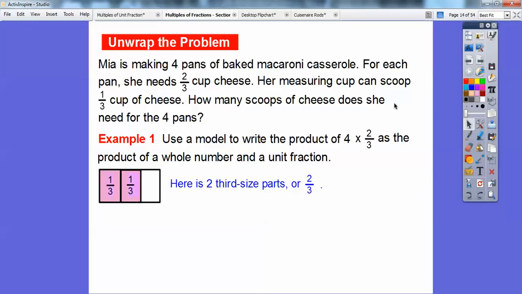All right, so here's a two third size parts. Here's a third size part and here's another third size part. So here's 2 third size parts. There's 3 parts here and 2 of them are shaded. So that represents 2/3. All right, so 2/3 equals 1/3 plus 1/3, or 2 times 1/3. So now we've got the unit fractions in there. So here's the product of the whole number times the unit fraction. So 2 times 1/3 is the same as 2/3 right there.